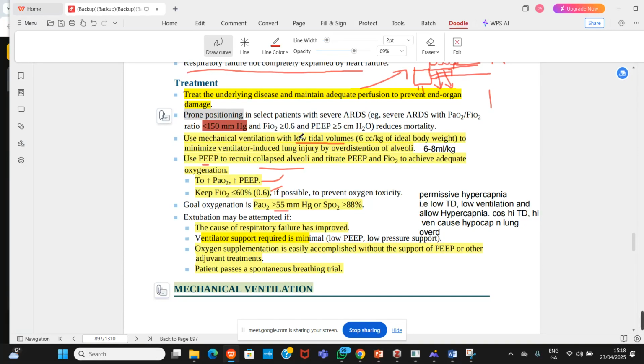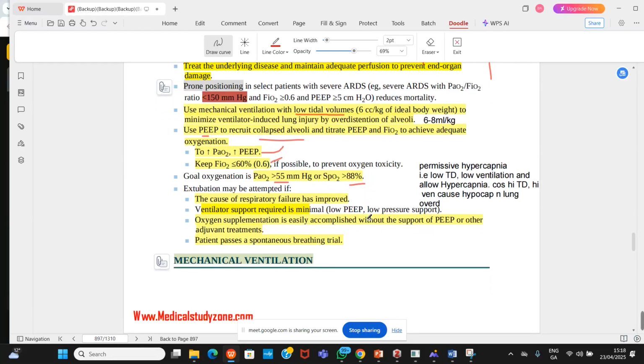So ideally, first aid puts hypoxemia as less than 60, fine. But for somebody to be said to have hypoxemia leading to acute respiratory failure, the value has to be less than what? We talked about it the day before yesterday. It has to be less than what? 50. It has to be less than 50. So make sure you keep it above 55 and SpO2 above 88.